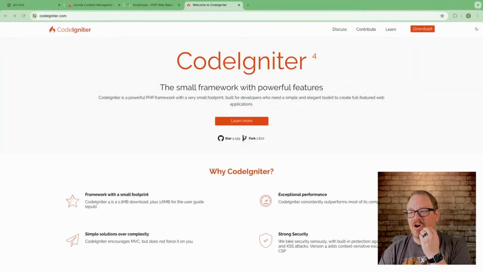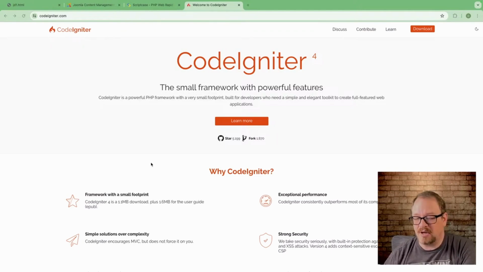And so I came across the concept of frameworks. And the first framework that I used was a framework called CodeIgniter. And they're actually on version 4. The version that we used was version 2. So I don't know if any of you have ever played around with CodeIgniter, but I used CodeIgniter 2 to build that application for the next couple years.